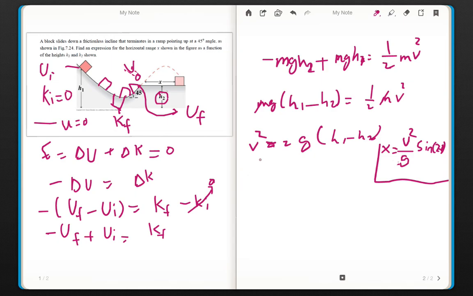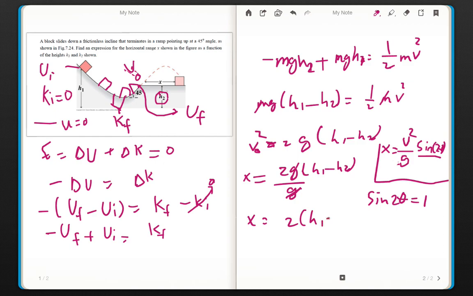We already know the velocity at that point, which is the initial velocity as we considered. Just plug it in here. You have 2g(h1 minus h2) over g. Cancel this. You may wonder why we are ignoring sine theta. Actually, it is sine 2 theta. We know theta is equal to 45 from here. 45 times 2 is 90, and sine of 90 is 1, so it doesn't really matter. Cancel this g, and we got the answer, which is in terms of h1 and h2.